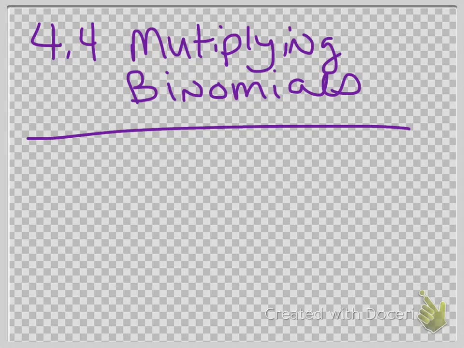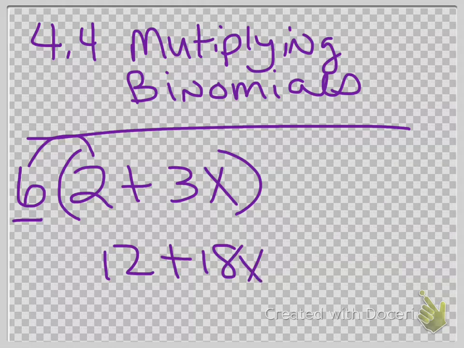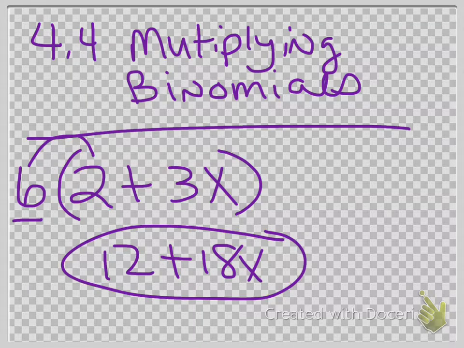We're going to start multiplying binomials. If I had 2 plus 3x, is that a monomial or a binomial? Binomial. Okay, and when we were multiplying before, we've been multiplying polynomials by monomials. So if I did a 6 right here, we would just do the distributive property. This is a monomial, okay? And we're going to multiply here, and we're going to go 12 plus 18. Yes. And now we're going to move to 2 binomials.